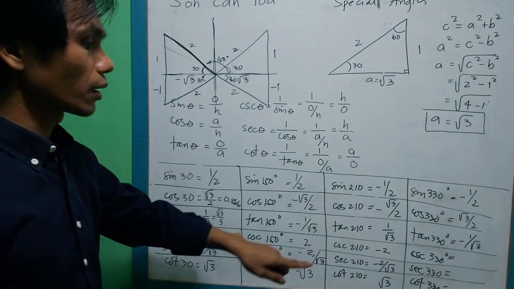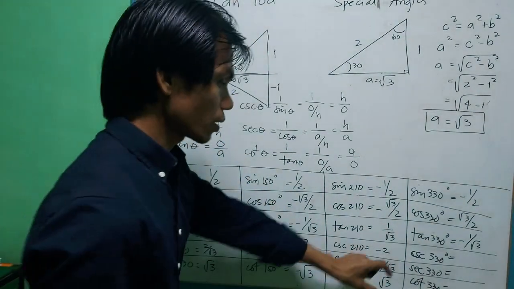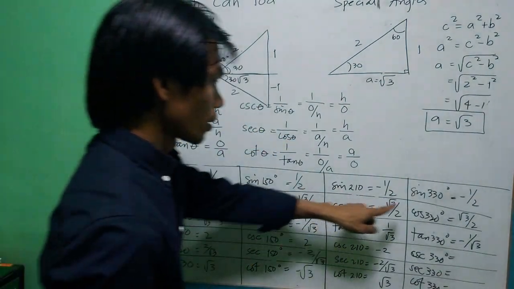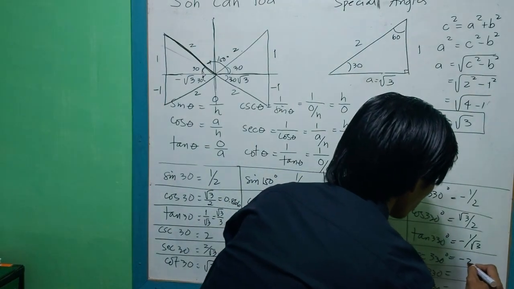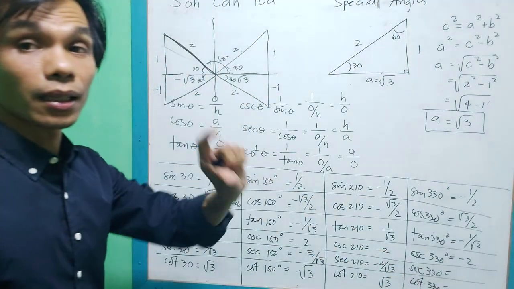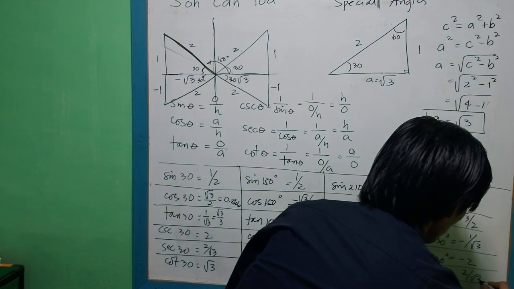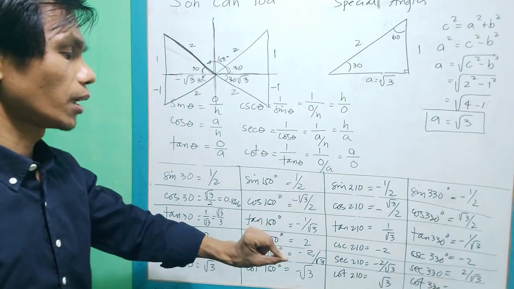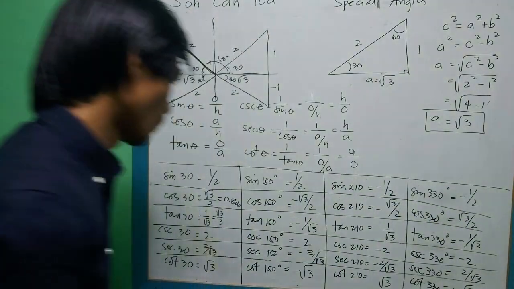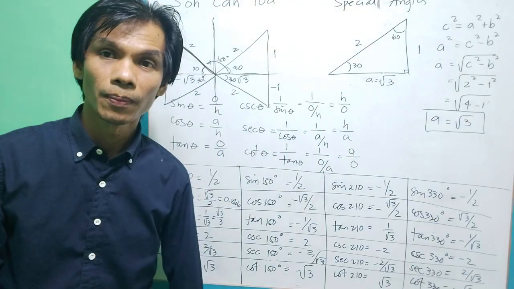And then cosecant. Tulad ng sabi ko sa inyo kanina, our cosecant is just the reciprocal of sine. So, pagbaliktarin lang natin yan, that is negative 2. What else? Secant, kabaliktaran lang ng cosine. So, that is 2 over square root of 3. And then cotangent, kabaliktaran lang siya ng tangent, that is negative square root of 3. Okay? So, notice this guys.